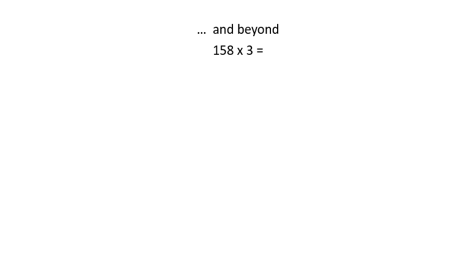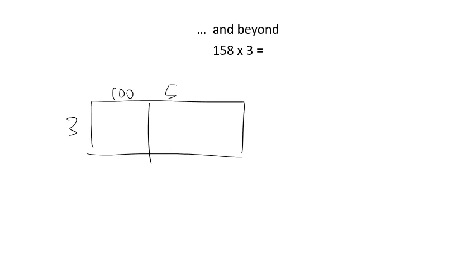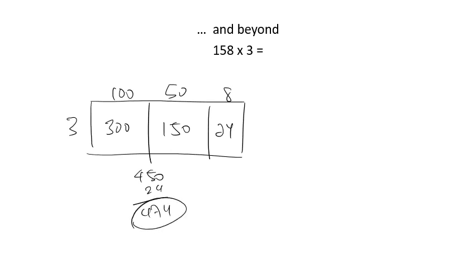If I wanted to do 158 times 3, I could just do 100 plus 50 plus 8. This is 300, this is 150, and this is 24. So I can just apply this distributive property and get 300. This is 450 and 24, 474. So there's my answer.